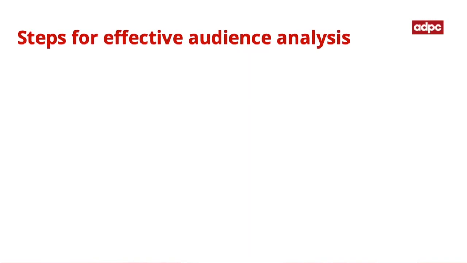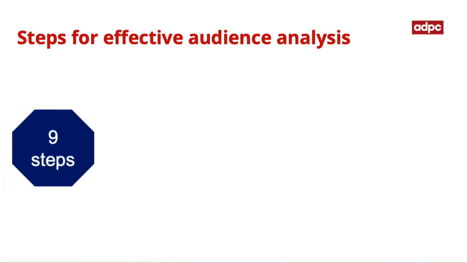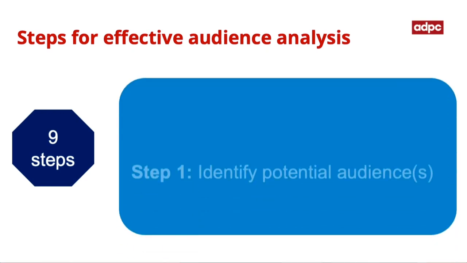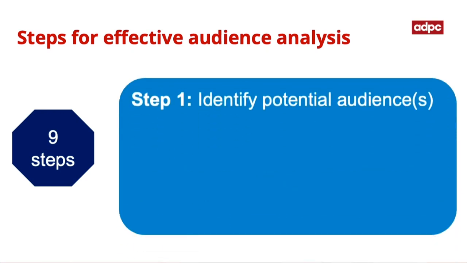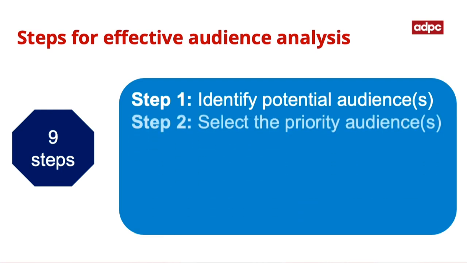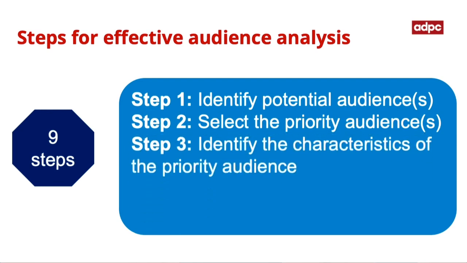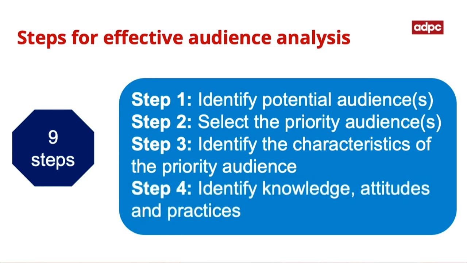Now that you know the definitions of audience analysis and audience segmentation, we can look at the steps for effective audience analysis. There are 9 steps. Let me just show you what these 9 steps are. The first step is identifying potential audiences. The second step is selecting the priority audience. The third step is identifying the characteristics of the priority audience. The fourth step is identifying knowledge, attitudes, and practices.